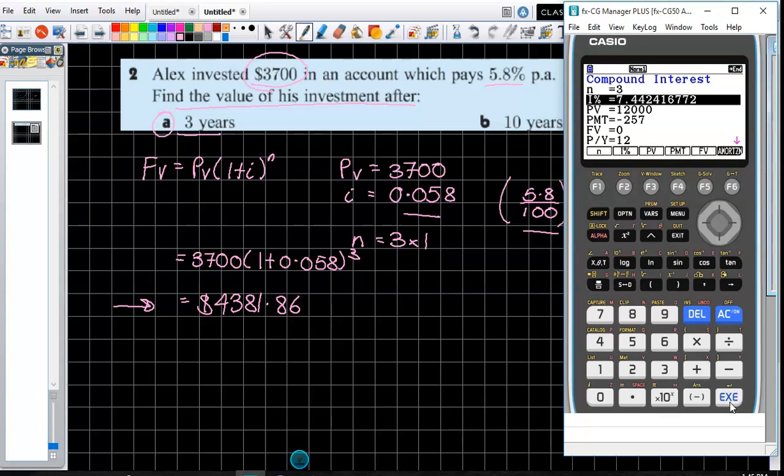Right, what do we have to do with our interest? Absolutely nothing. Don't divide by 100. Don't divide by 1 or 12, or do not pass go, do not collect 200. Okay, we just pop that in, 5.8. Correct? Now, no PMT, so your PV must be negative. So we're going to go minus 3700. Enter. Your PMT is 0. Your future value is 0 because that's the thing you're going to solve.